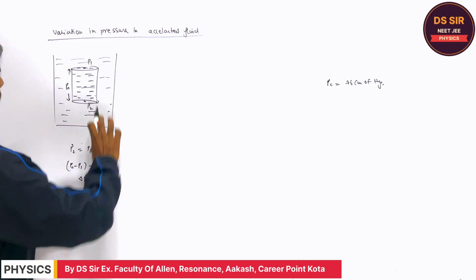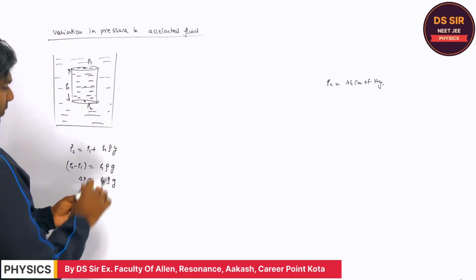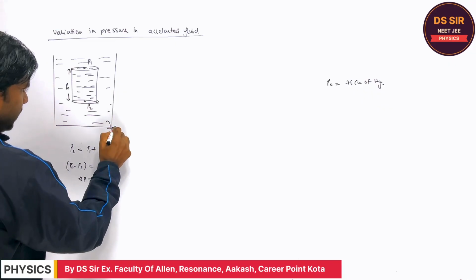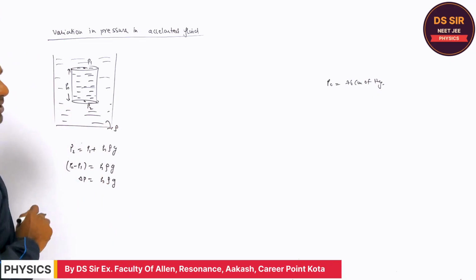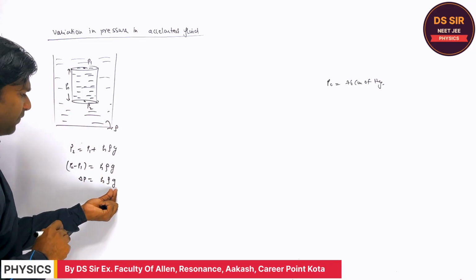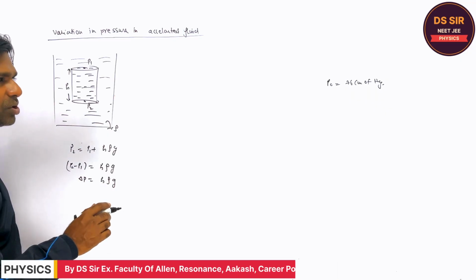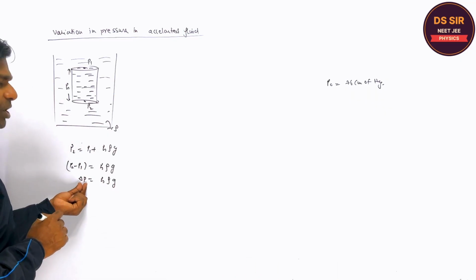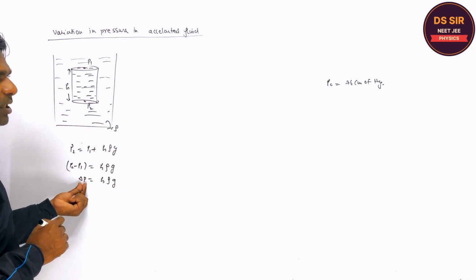It depends upon the height between the 2 points, the density of the liquid, and the acceleration due to gravity. If this acceleration due to gravity decreases, the change in pressure decreases. Is it clear or not?